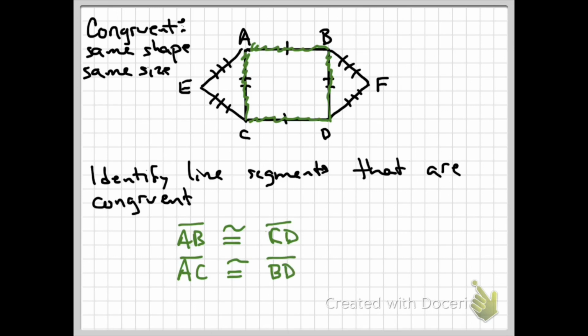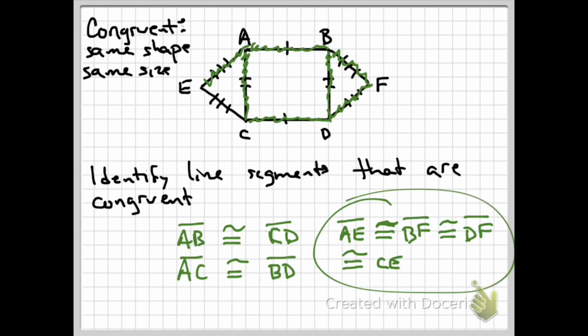All right, and then we have some other sets, right? Now, we have the ones with the thirds, or with 3 hash marks. We have AE. Well, that's also congruent to BF. Which is also congruent to DF, which is also congruent to CE. All right, so this can happen, okay? We can have multiple types of line segments that are congruent.